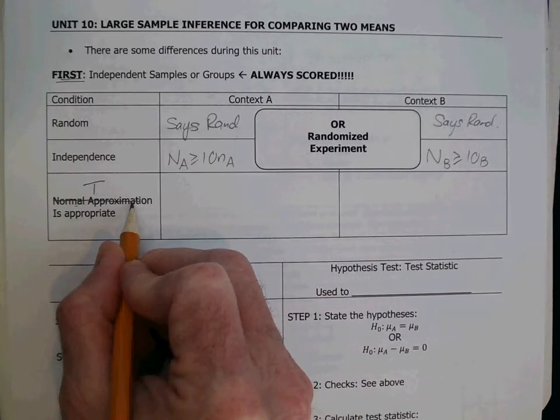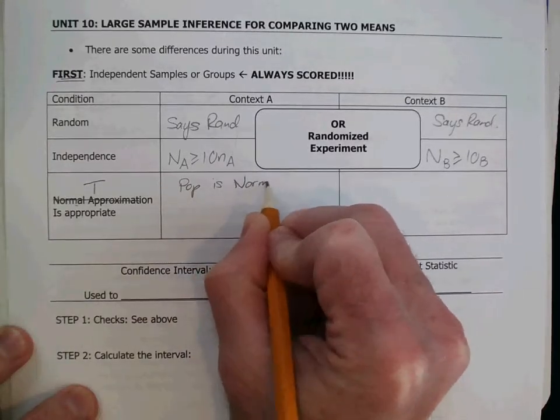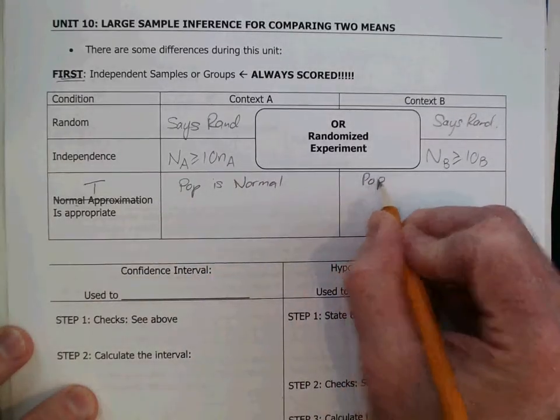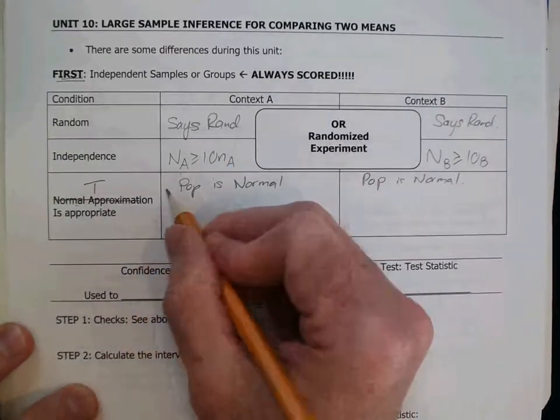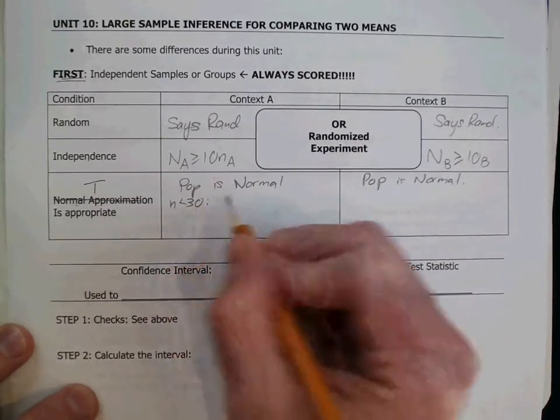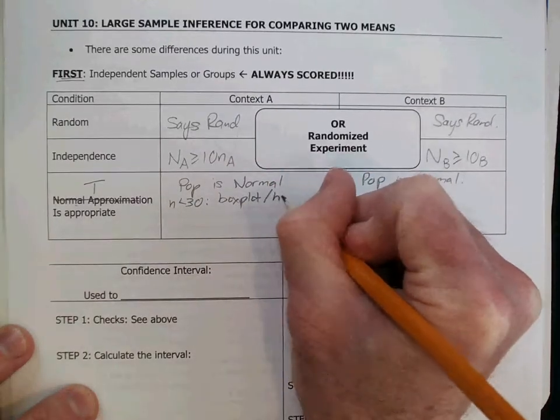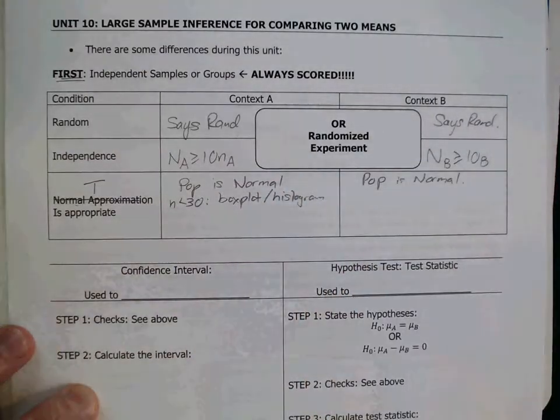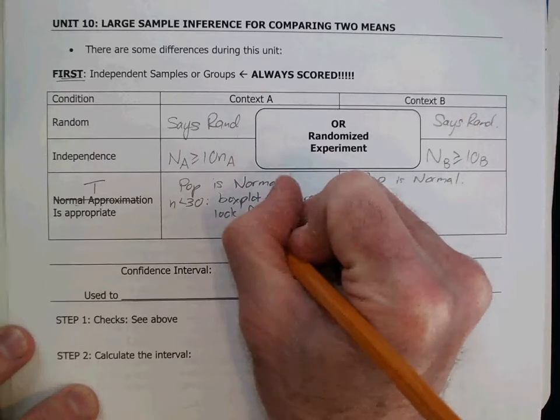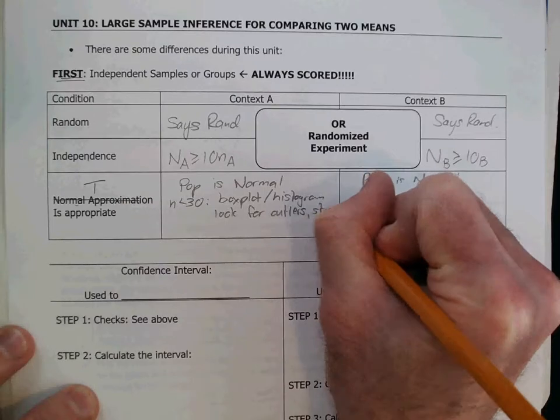This is where we're going to need to move to: rarely is the population normal. And this is going to be true for both of them. Remember, you're checking them separately, one from context A, one from context B. So if n is less than 30, I will typically make a box plot, but this could be done through a histogram, dot plot, etc. And look for outliers you don't want, or strong skew you don't want.